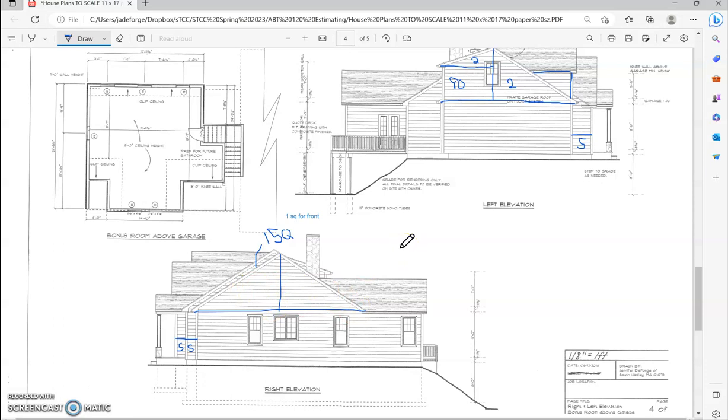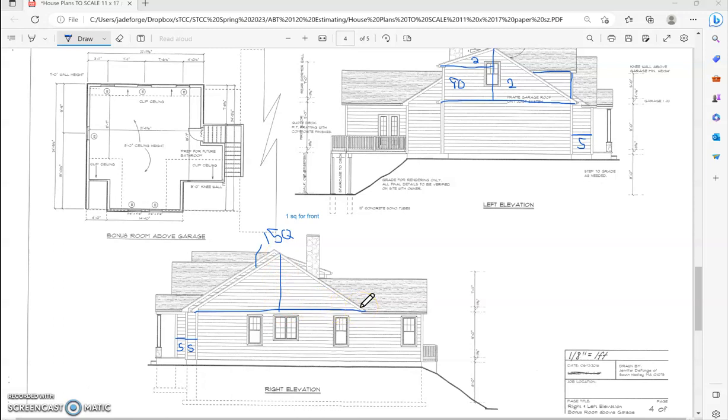So I have a 12-foot height from the top of the ridge down, and then I have 16 feet across. So this is my right elevation. Okay, so I just measured this again. This is definitely 12 feet and I'm getting 16 feet across.